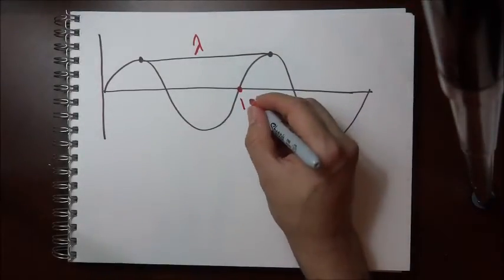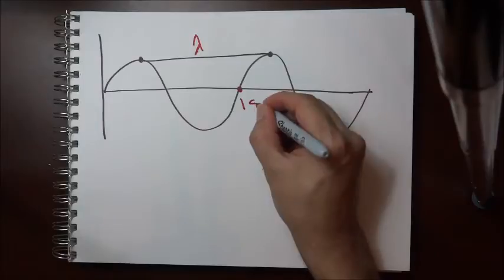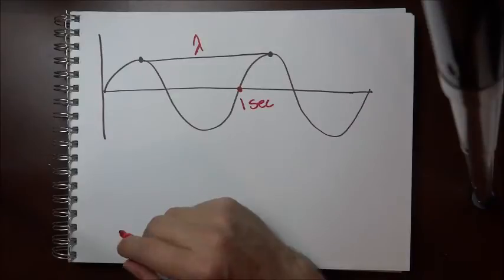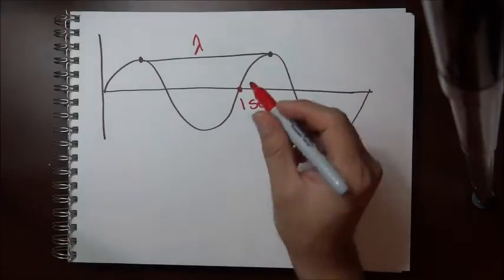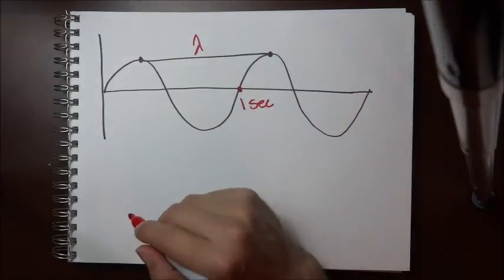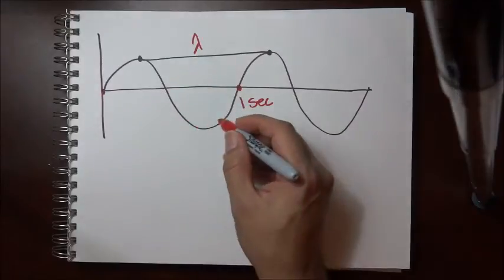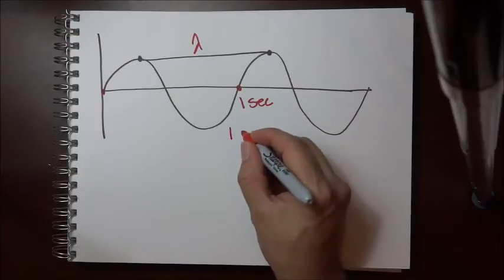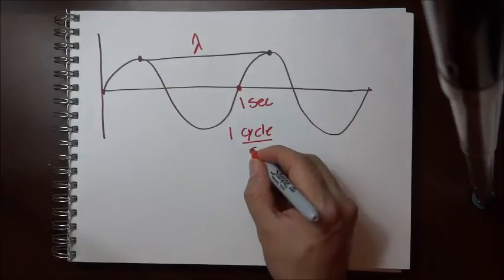you try to count number of cycles that's passing that point in 1 second, then you're dealing with a frequency. Frequency, in other words, is number of cycles that's passing this specific point in 1 second. So we start from here, that's the starting point, and one cycle in 1 second, one cycle is passing, so one cycle in 1 second.